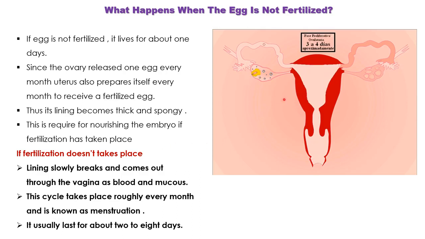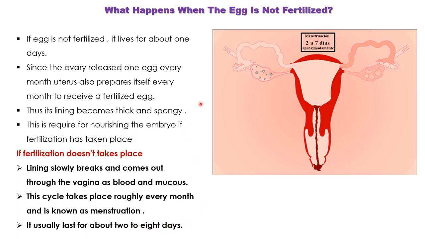Okay, so once the embryo is embedded in the wall of the uterus, that means the lady is pregnant, and you won't see this procedure. Okay, there won't be any menstruation. But in case the egg is not fertilized, definitely the egg with the uterus lining will come down in the form of bleeding, right? If fertilization doesn't take place, the lining slowly breaks and comes out through the vagina as blood and mucus. This cycle takes place roughly every month and is known as menstruation. It usually lasts for about 2 to 8 days, again depending on the individual.